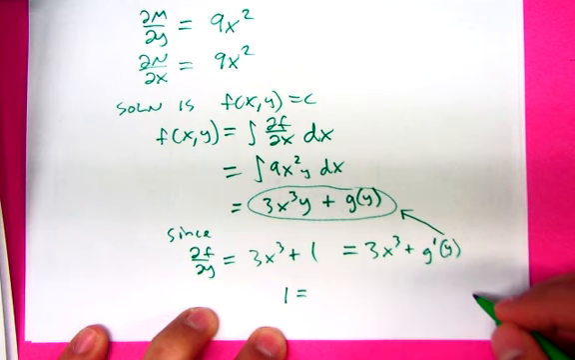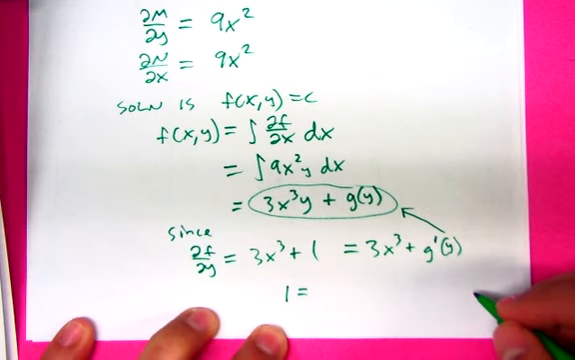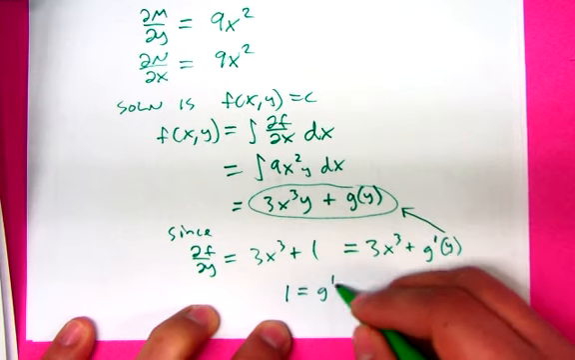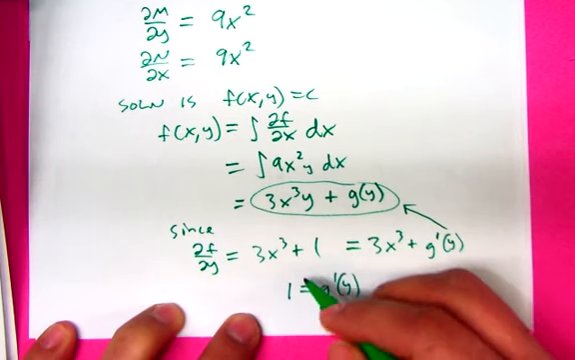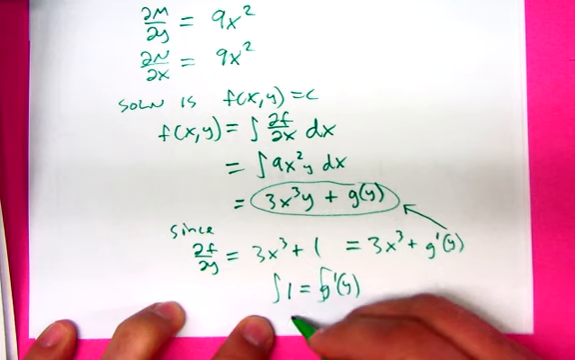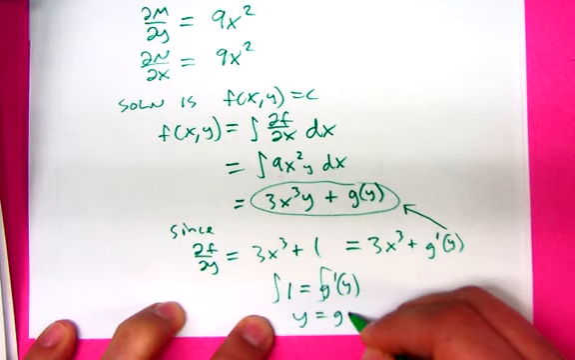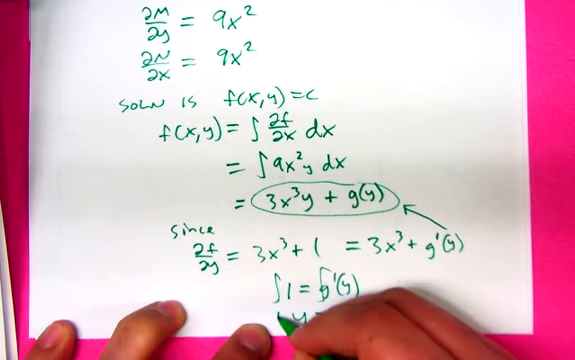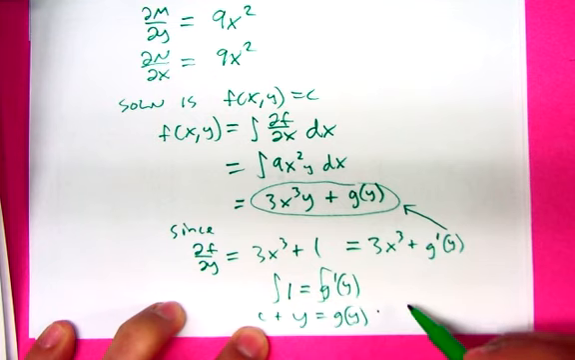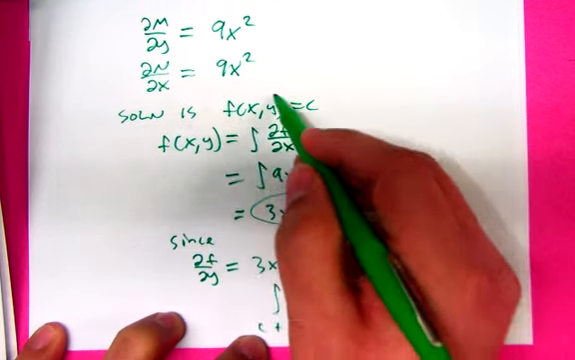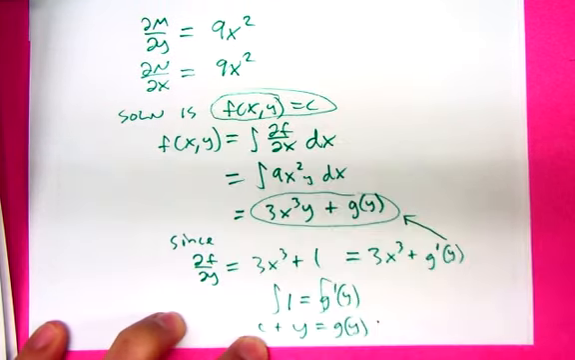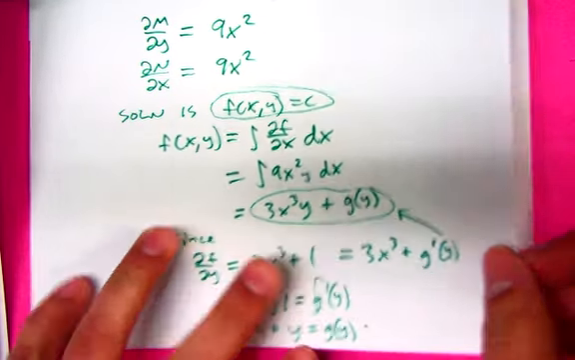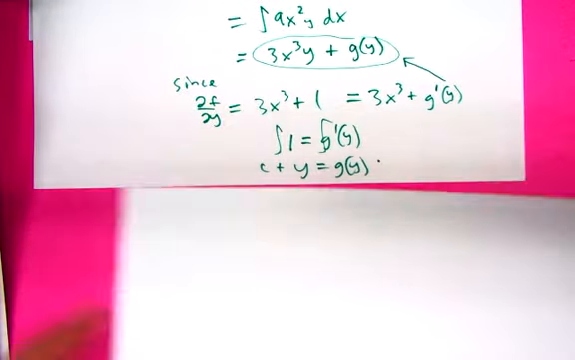Oh, I see what you did. You alright? Yeah, I'm good. Okay. So that means 1 has to be g prime of y, which if we integrate, tells us that y is g of y. And yeah, technically there's a constant over here. But in the end we don't need to worry about it because we're just going to set it equal to the constant at the end. Okay, so you don't have to carry it. I'm okay if you forget that constant there.